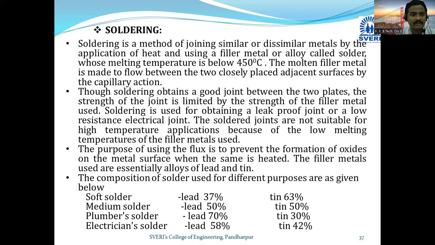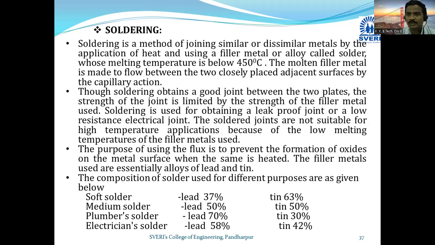Firstly, we will understand the definition. Soldering is the process of joining similar or dissimilar metals by heating them to a certain temperature. Whatever the filler material is, its melting temperature should be below 450 degrees Celsius. That is called the soldering process. The definition given is: it is a method of joining similar or dissimilar metals by the application of heat and using filler metal.